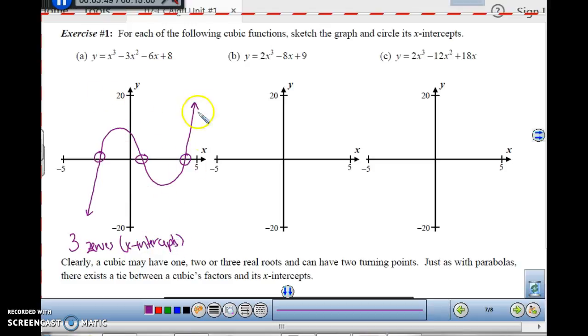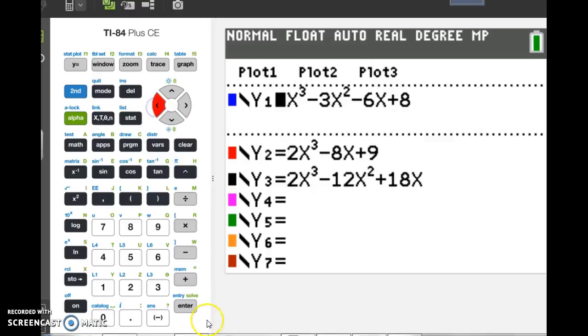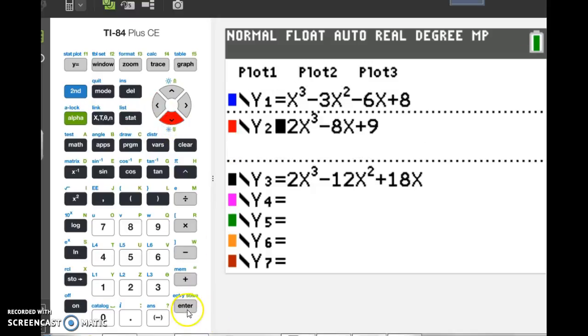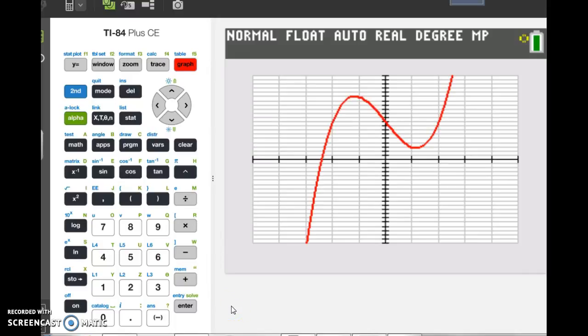Okay, so this cubic function has 3 zeros. Let's look at the second one. All right, so I'm going to turn this one off, and I'm going to turn this one back on. Enter, and graph it. Okay. Let's look at what that one does. It goes up, and then it comes down, but it doesn't hit the x-axis on the positive side.